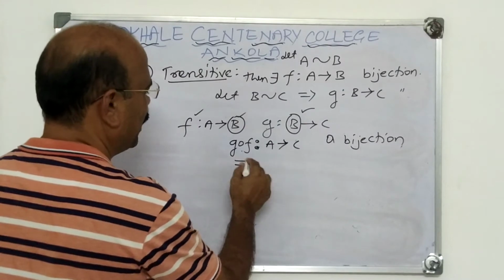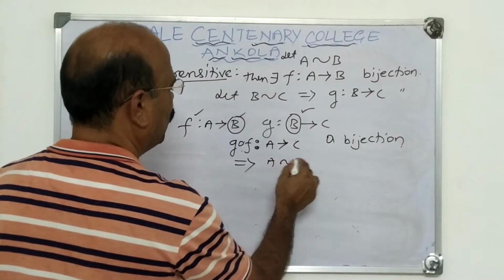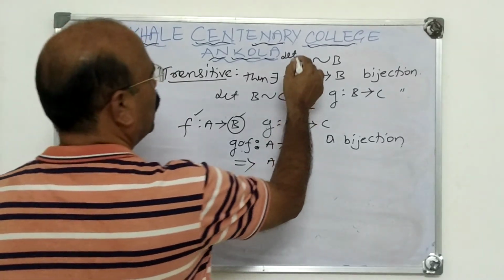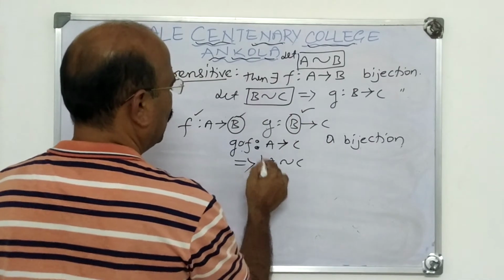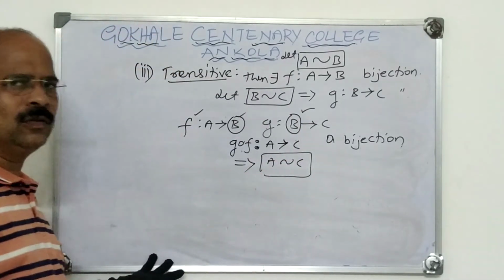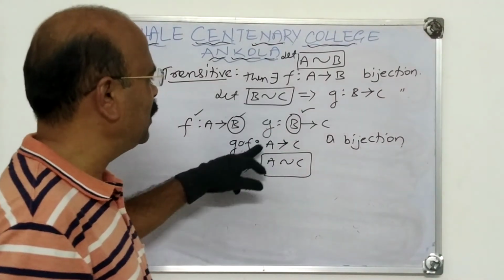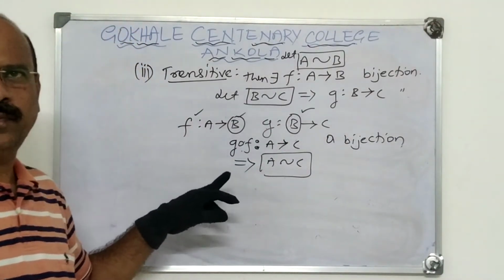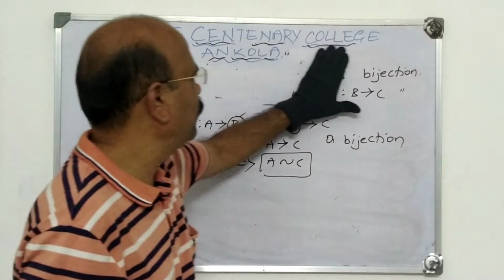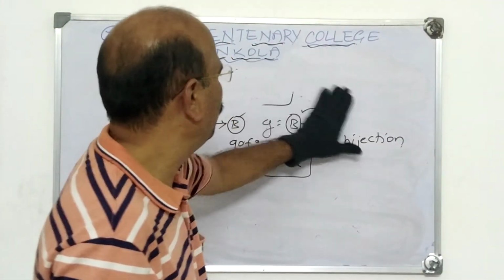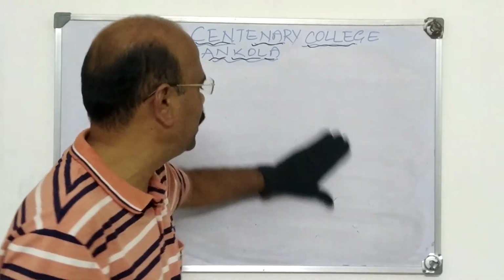Now, what does this imply? There is a bijection from A to C, meaning A is equivalent to C. Therefore, A is equivalent to B and B is equivalent to C implies A is equivalent to C. Hence, this relation is transitive. Therefore, the relation equivalent to on a collection of sets is an equivalence relation.